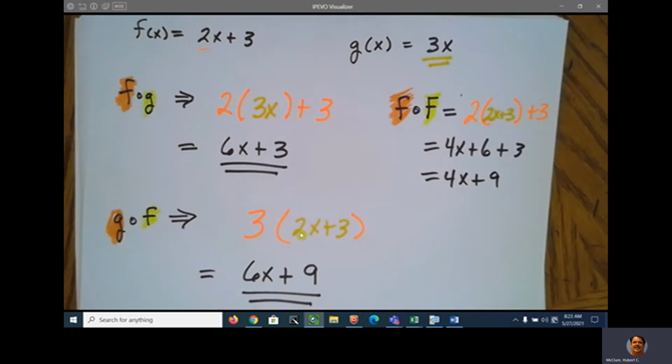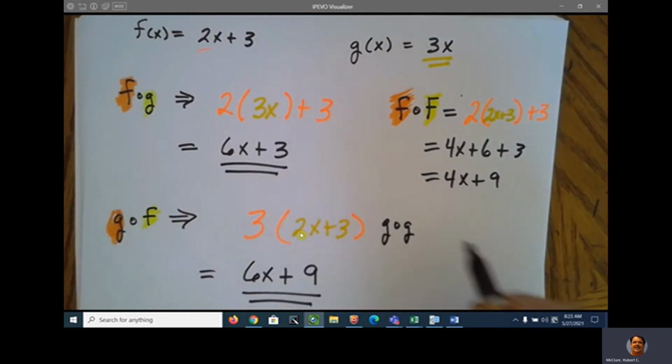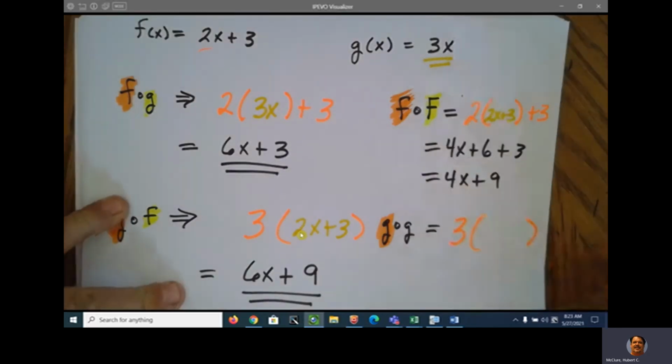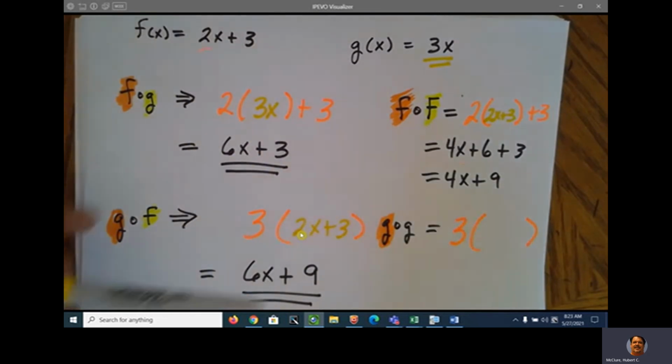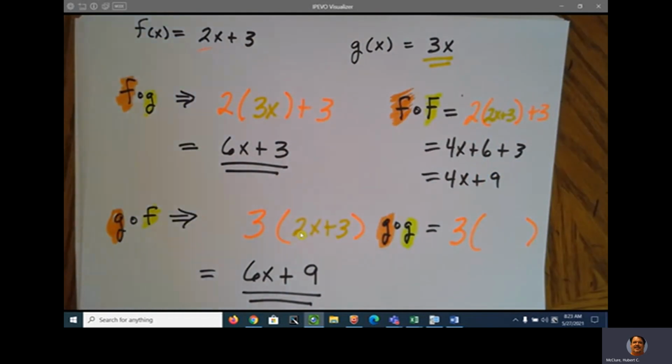4x plus 9. And then you can do g composed of g. So my first letter is g, so I'm going to rewrite g with 3 times parentheses, and I'm going to plug in the second letter, which is g. And that's going to give you an answer of 9x.